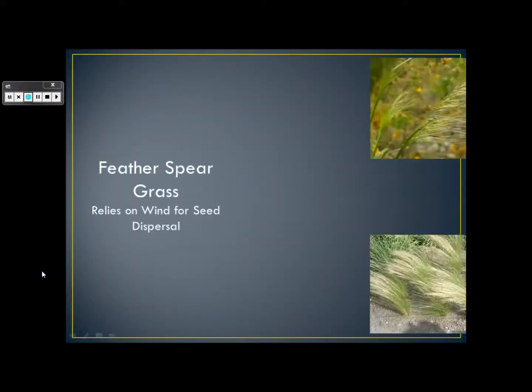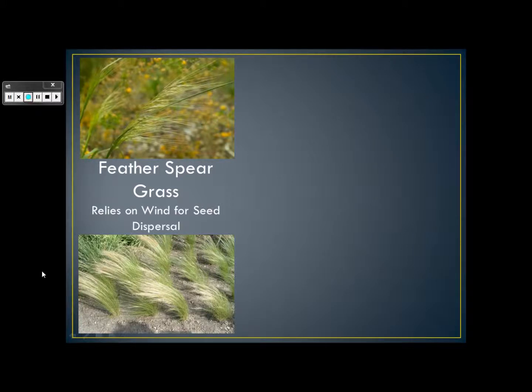Featherspear grass uses wind for seed dispersal. Its seeds are attached to fine hairs which float in the breeze and are easily picked up by the wind and carried hundreds of kilometers away.